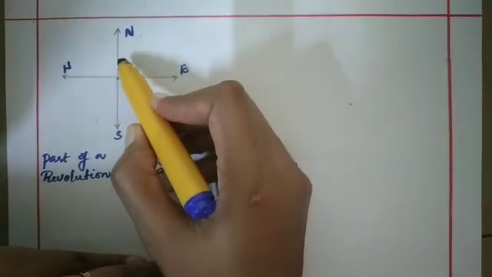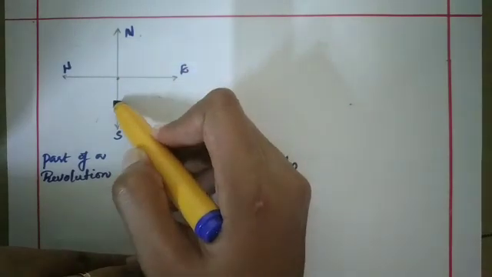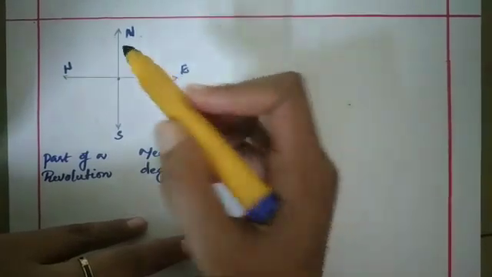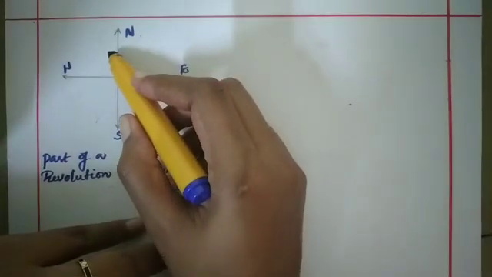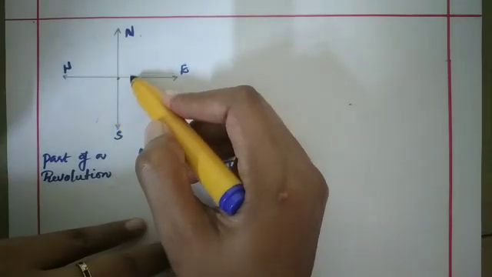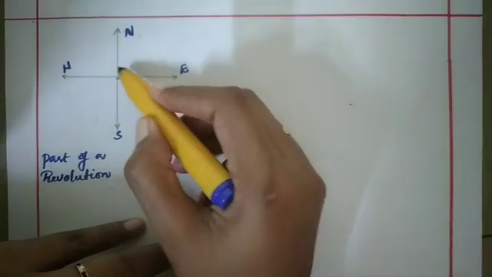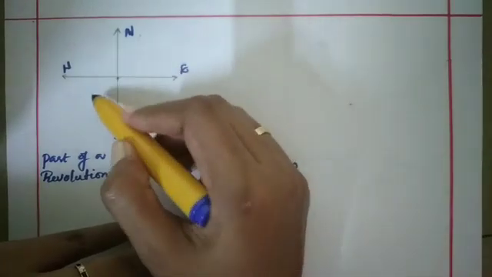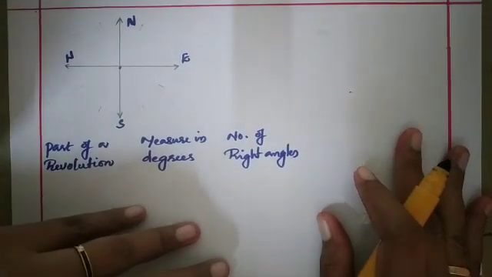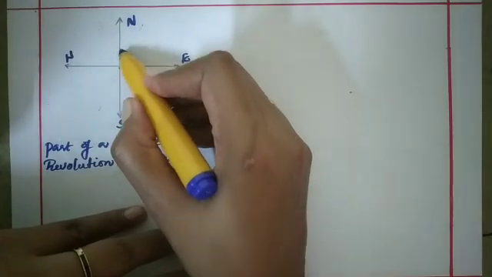So north to east, east to south, south to west, west to north is the clockwise direction. Then again, north to west, west to south, south to east, east to north is the anti-clockwise direction. Clockwise direction is there, anti-clockwise direction is also there. So imagine you are standing facing north. You have to turn to face east.